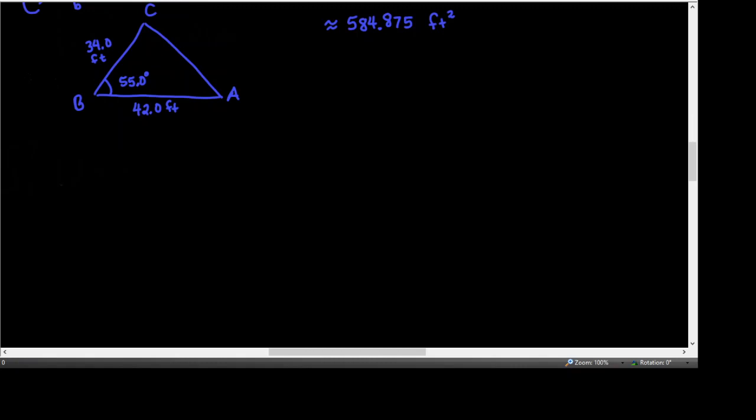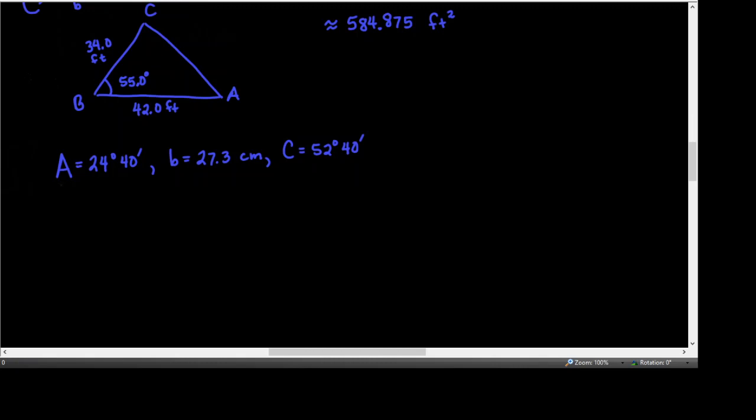All right, very good. So here's our last example. Find the area of triangle ABC if angle A is 24 degrees, 40 minutes. Side B is 27.3 centimeters. And angle C is 52 degrees, 40 minutes.